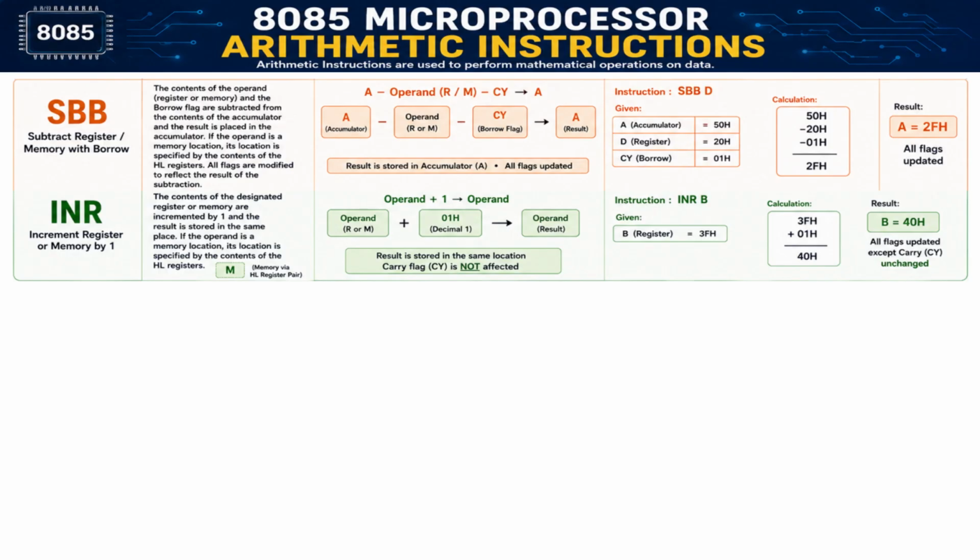Now let's understand with an example. The instruction is INR B. Suppose register B contains 3FH.